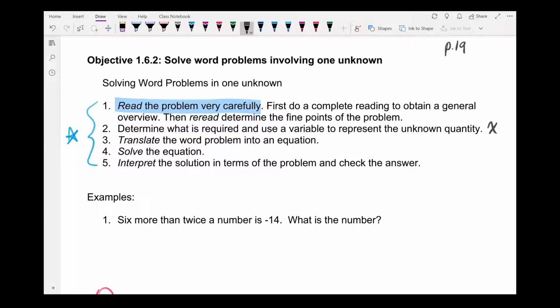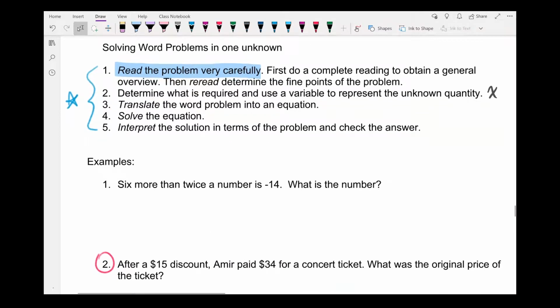So let's try a question here. You can try it yourself if you like, example 1. And if you want to pause the video here and try it yourself, the answer that you should come out with is -10. So see if you can do that. In the meantime, I'm going to work through it. 6 more than twice a number is -14. What is the number? So let's check out some key words here.